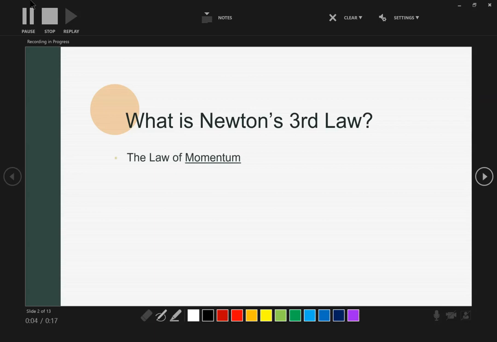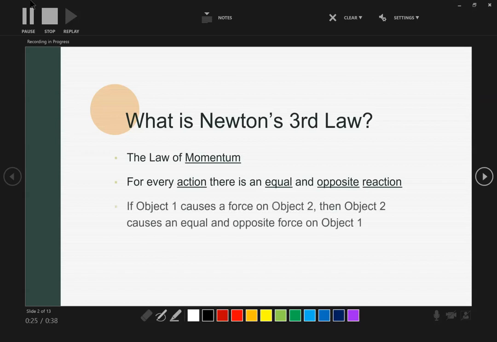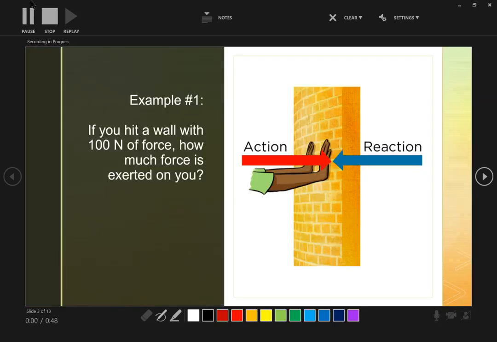Newton's third law is also called the law of momentum, and it states that for every action, there is an equal and opposite reaction. So remember back from our force notes that forces come in pairs. One is the action, and the second is the equal and opposite reaction. So if object 1 causes a force on object 2, then object 2 causes an equal and opposite force on object 1. Let's take a look at a couple of examples.